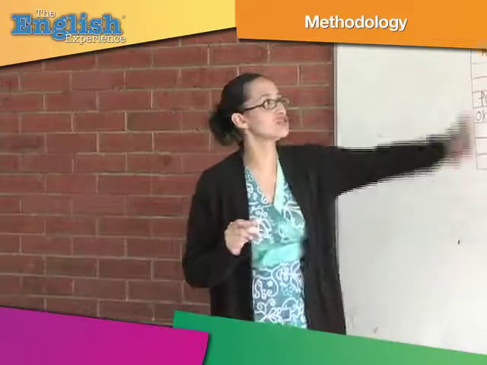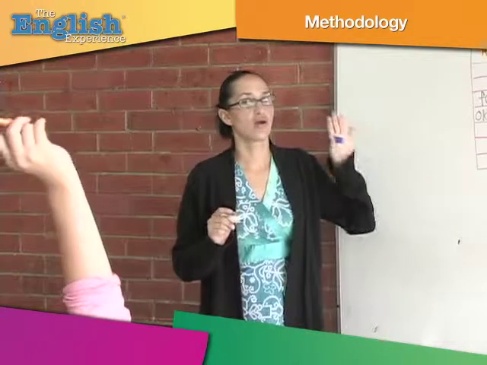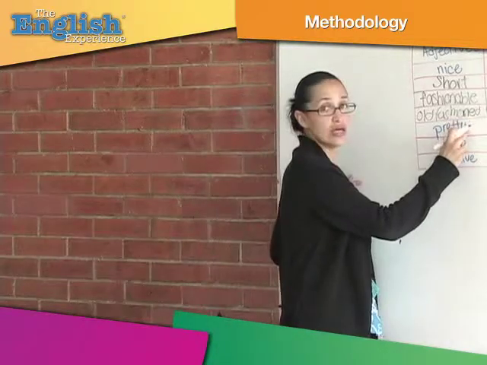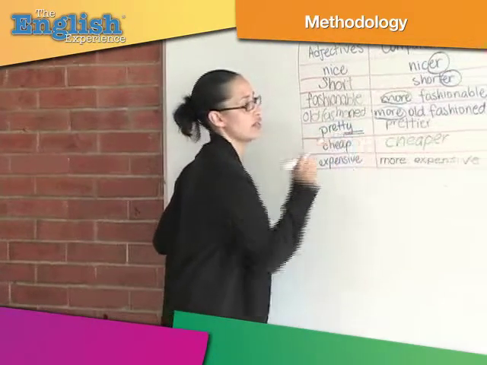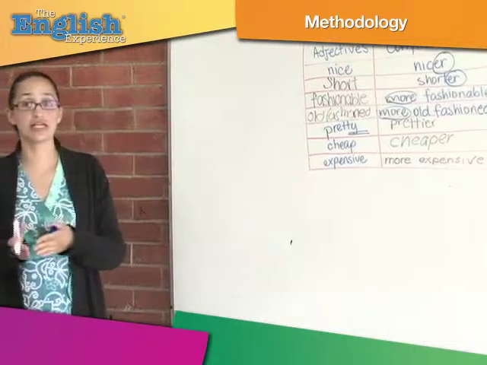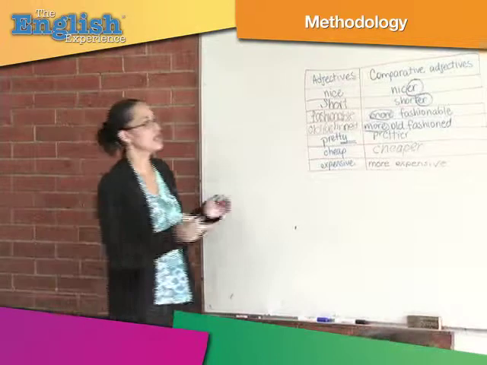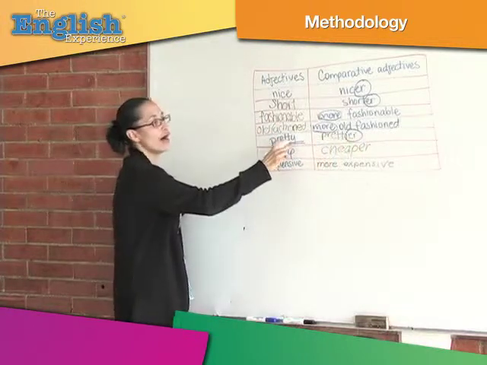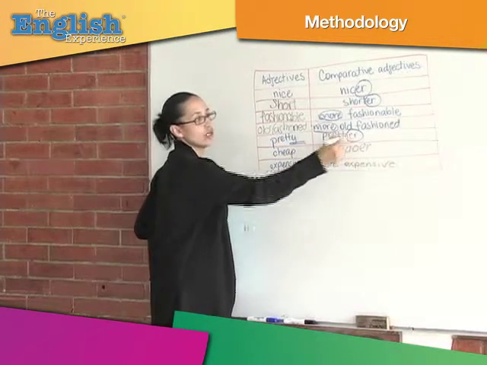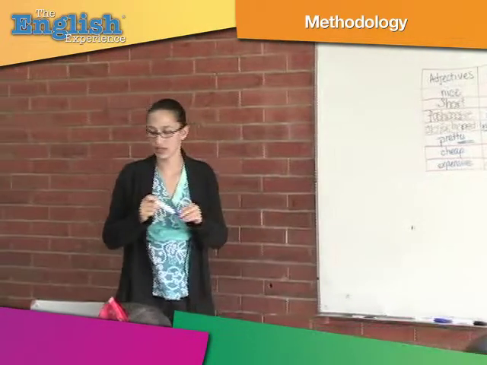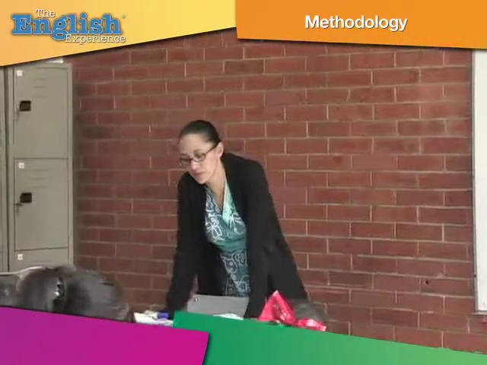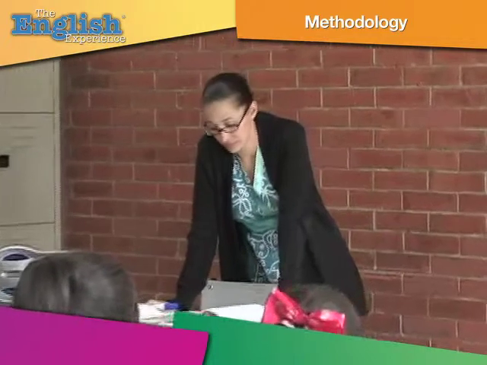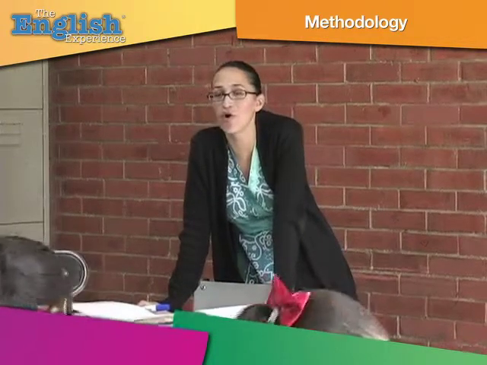Which one of these words can we use that rule on, Maria? Okay, if you see, pretty ends with Y. And if we divide it in syllables, it's pret-ty, okay? It ends with Y and we are going to change the Y with I and then add ER. Yes? Yes. Let's go to the other. We put the word more before adjectives that have two or more syllables.